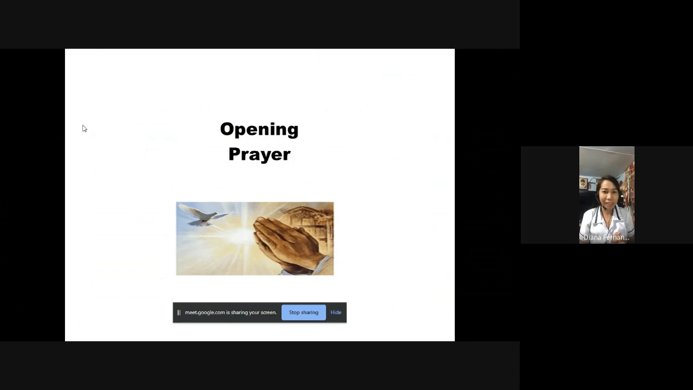Aryan, can you please lead the prayer? Let us bow our head and feel the presence of the Lord. Our Father, who art in heaven, hallowed be your name. Your kingdom come, your will be done on earth as it is in heaven. Give us this day our daily bread and forgive us our sins. Forgive those who trespass against us and lead us not into temptation, but deliver us from evil. Amen. Thank you so much, Aryan. Good job. Well done.